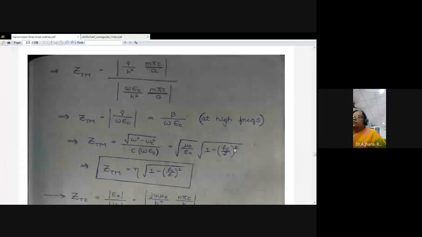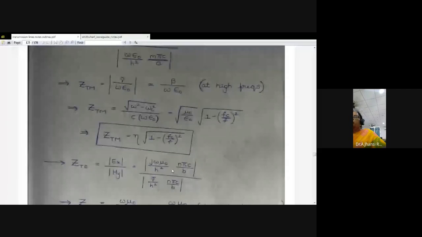And you know the formula for the intrinsic impedance that you have calculated in EMF theory, that is equal to square root of mu naught by epsilon naught. So it is equal to eta square root of 1 minus (fc by f) whole square. Now similarly, this is the wave impedance. This is the equation for the wave impedance: eta into square root of 1 minus (fc by f) whole square.